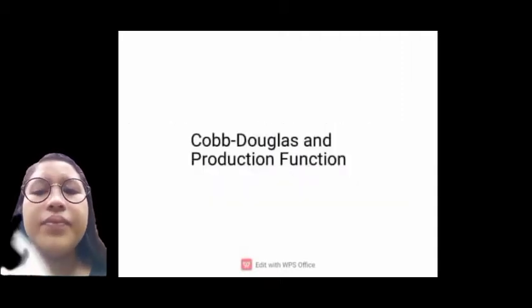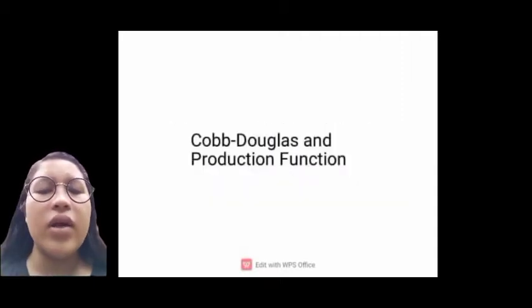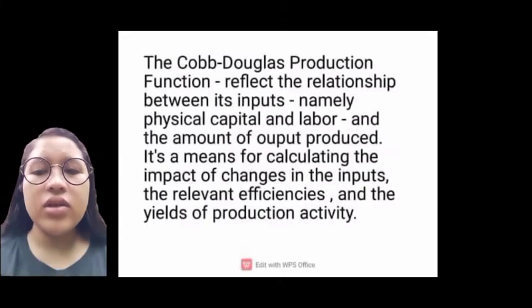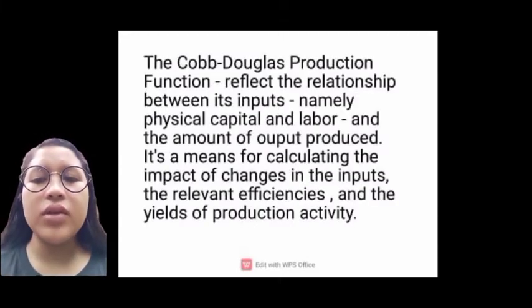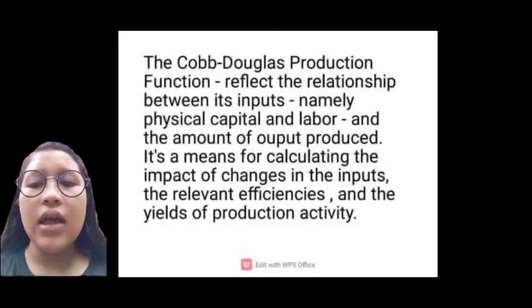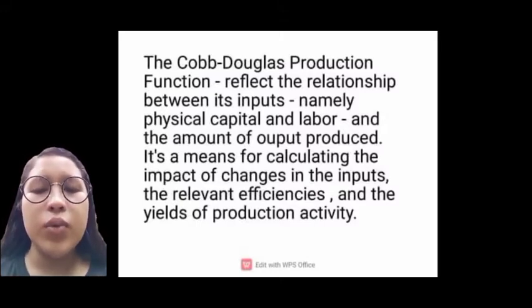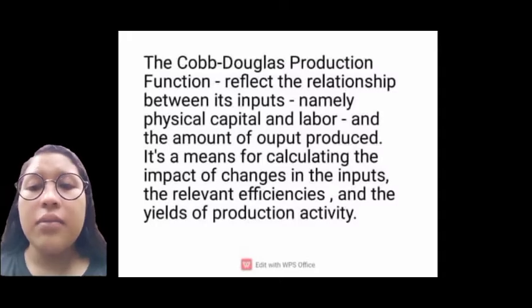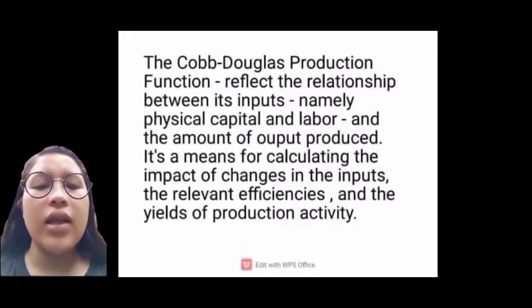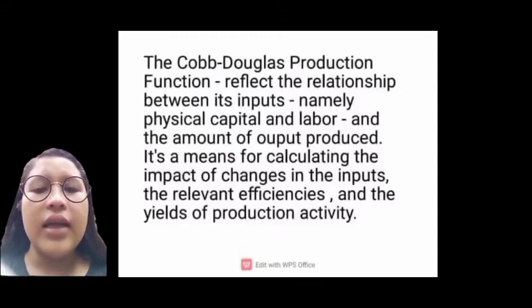Cobb-Douglas production function reflects the relationship between its inputs, namely physical capital and labor, and the amount of output produced. It is a means of calculating the impact of changes in the inputs, the relevant efficiencies, and the yields of production activity.